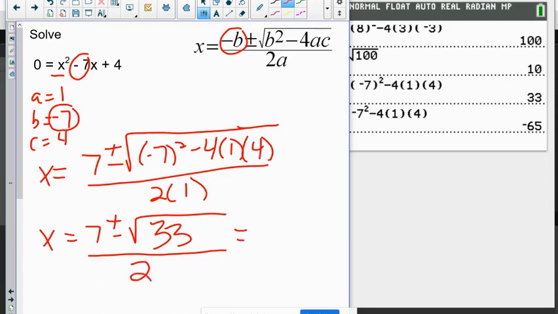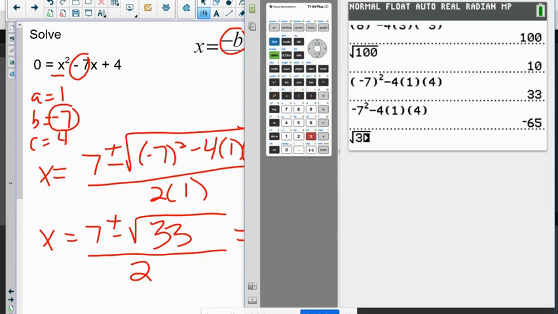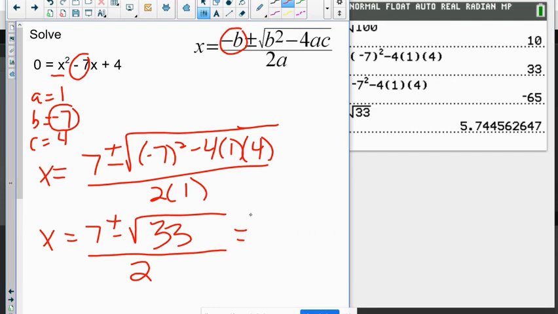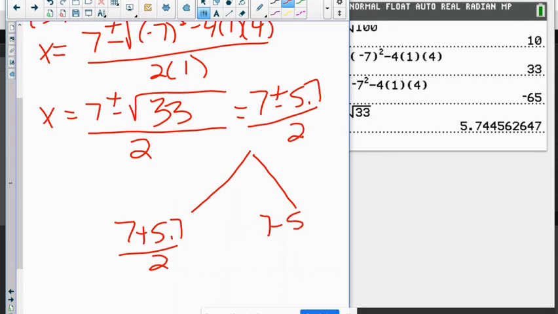Now, depending on your purpose, you might want to leave it with the square root. I am going to use a decimal because when we're trying to find an answer on your graph, it's helpful to have the decimal. So I'm going to do the square root of 33, which is about 5.7. So we have 7 plus or minus 5.7 divided by 2. Now we're going to get our two answers: 7 plus 5.7 divided by 2, and 7 minus 5.7 divided by 2.